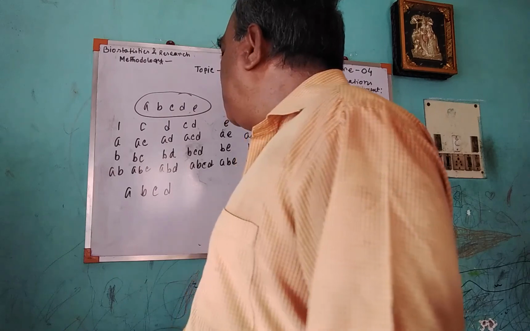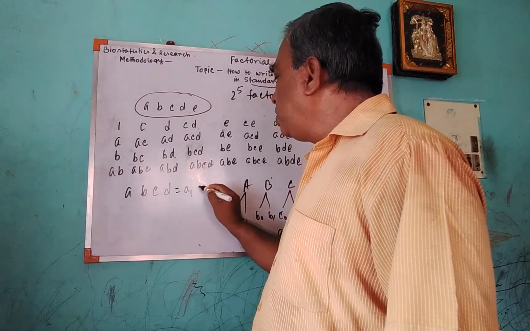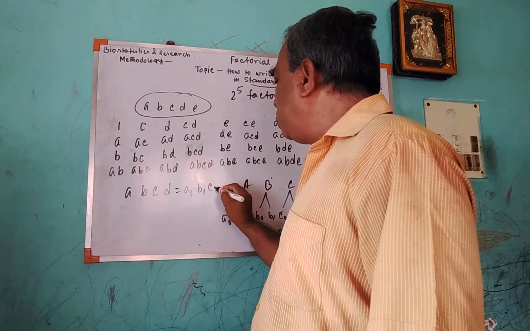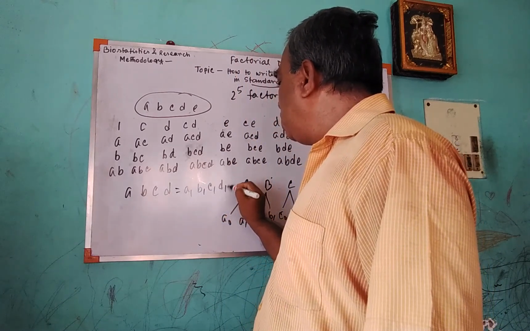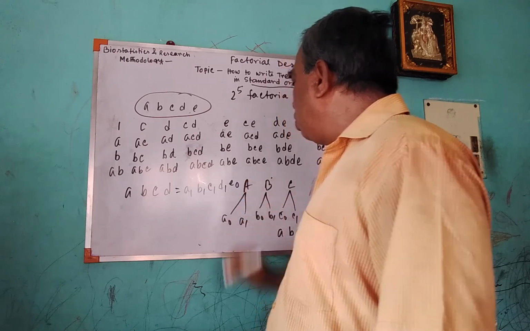Now if I say, suppose, ABCD. Which one is present? A is present. This means A1, B is present. This is B1. C is present. This is C1. D is present. This is D1. E is present? No. E is not present. So it is E0. Okay.